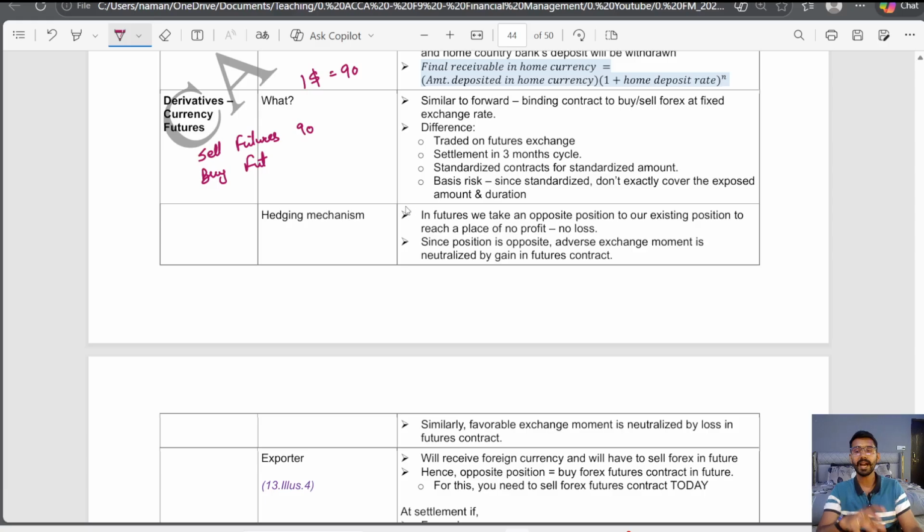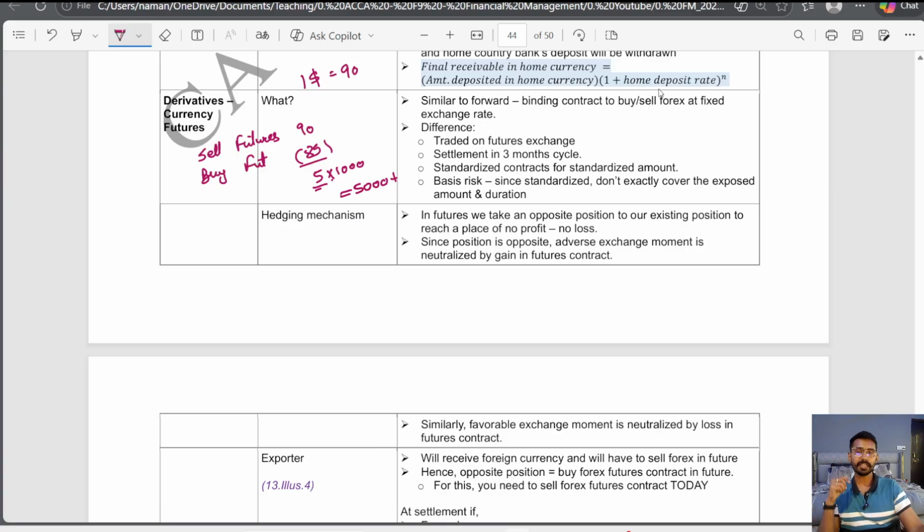Now you have to buy futures at 85. So you have gained a profit of 5 on your futures contract. On a normal transaction, let's say you would have done it for $1,000, so your total gain is 5,000 plus.